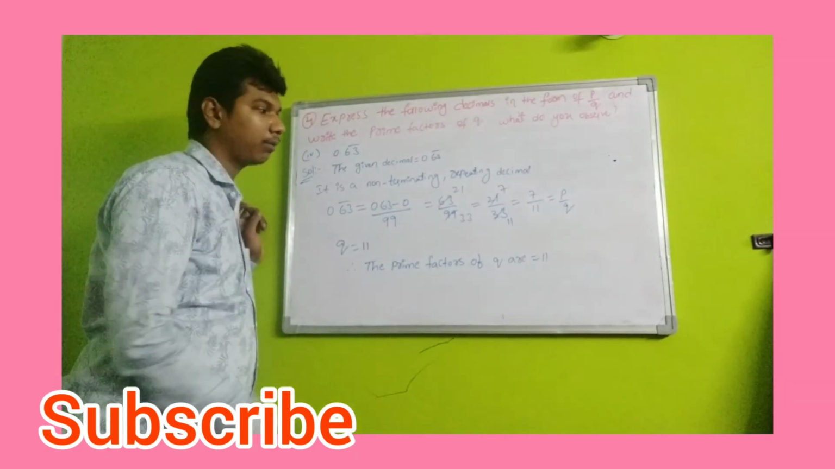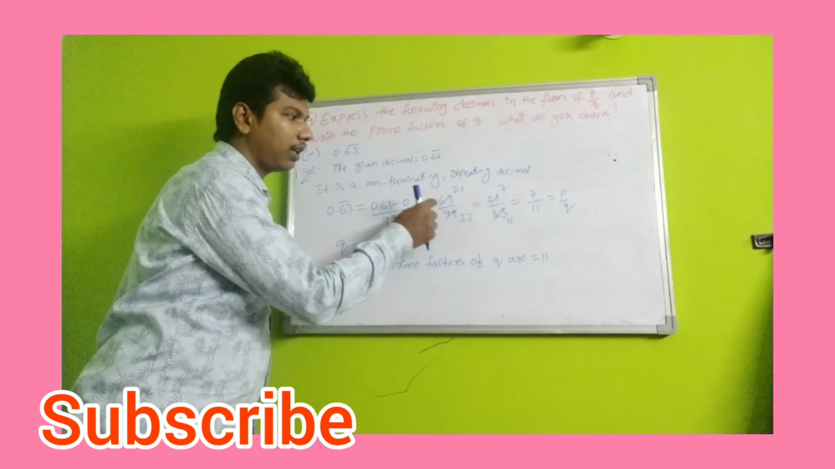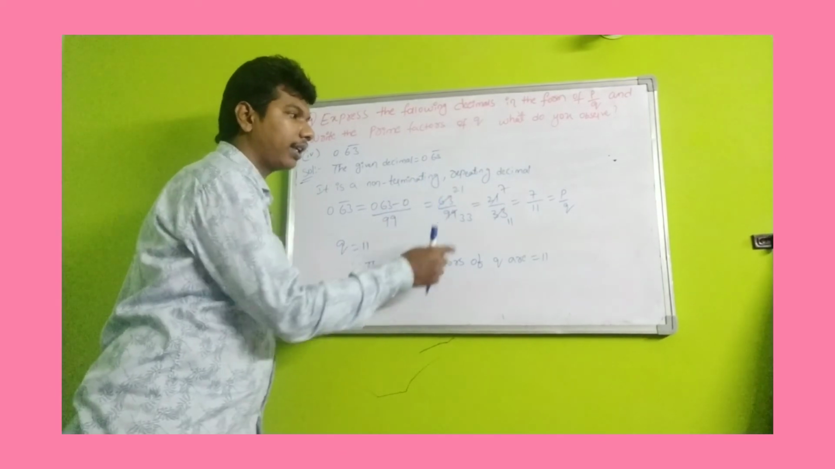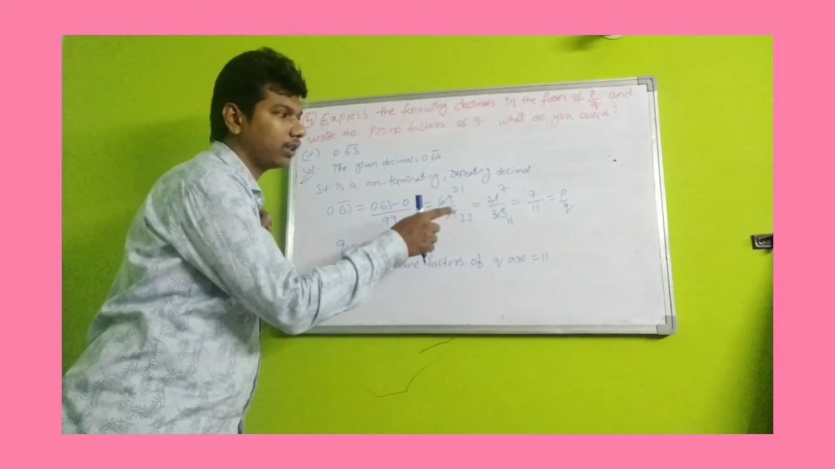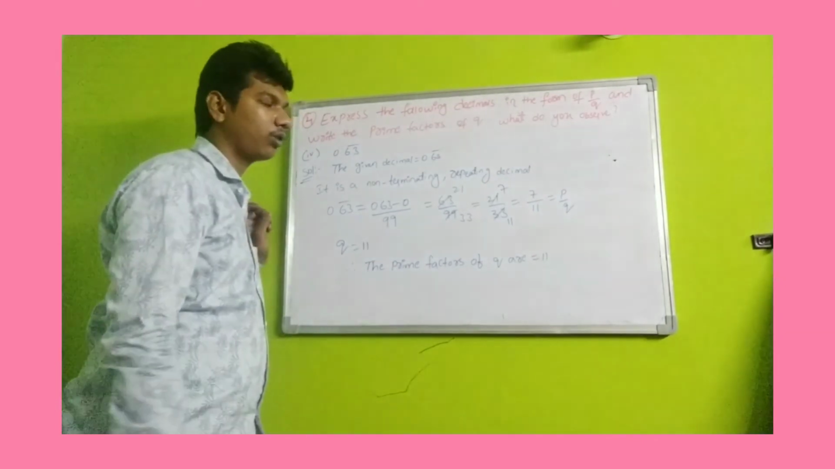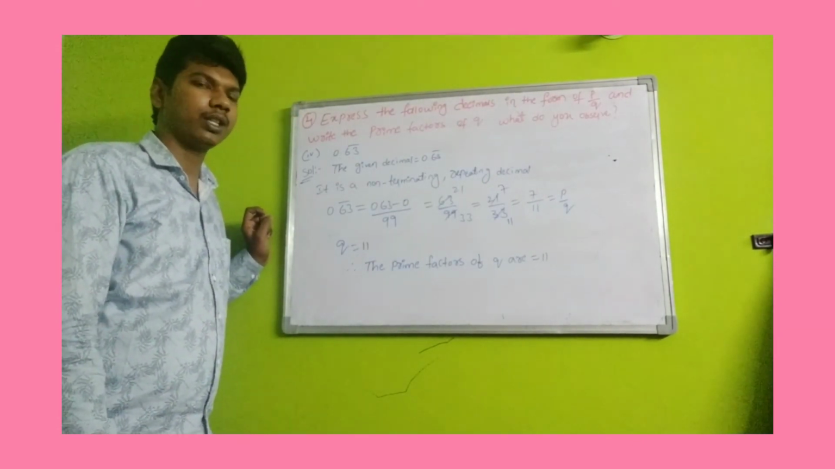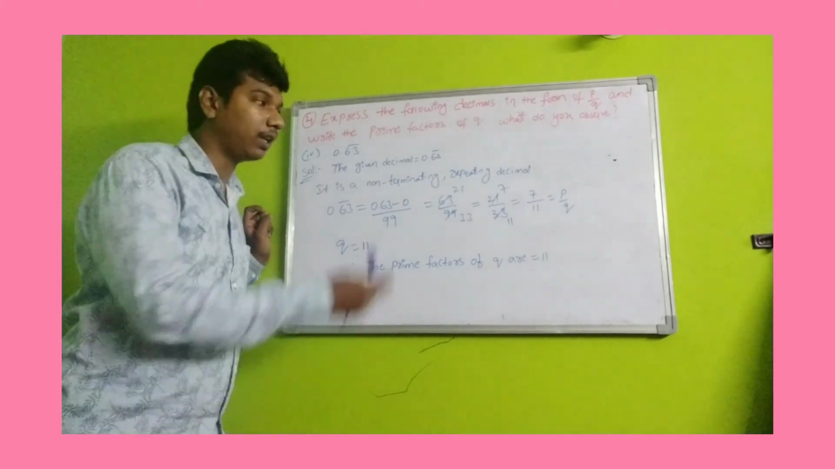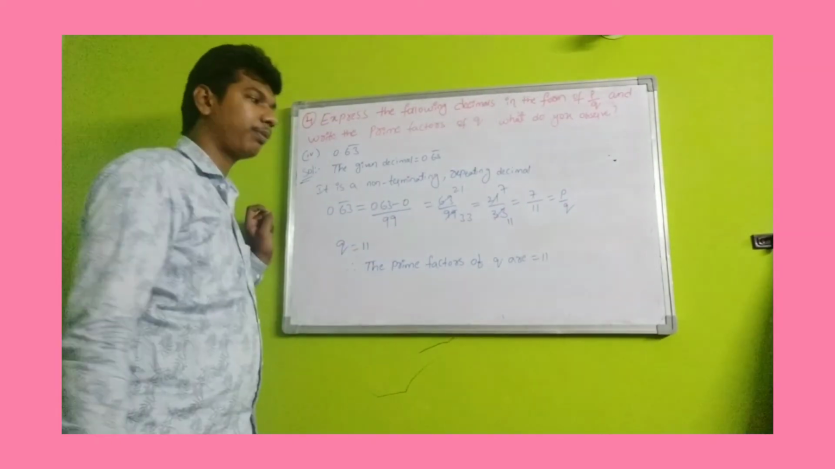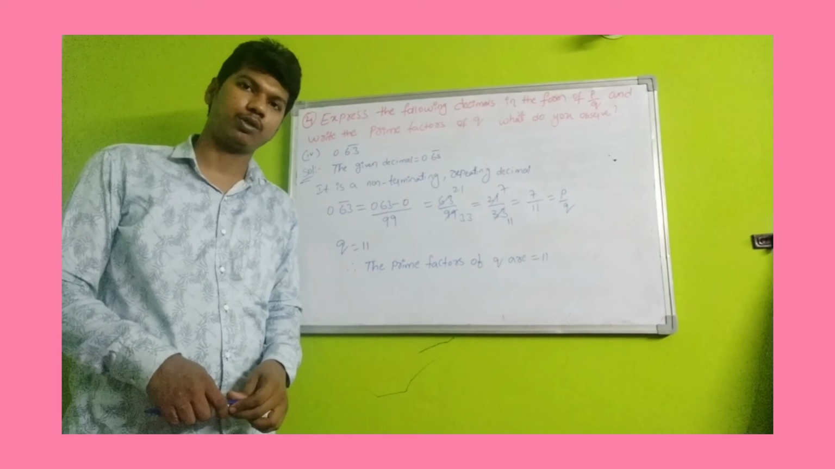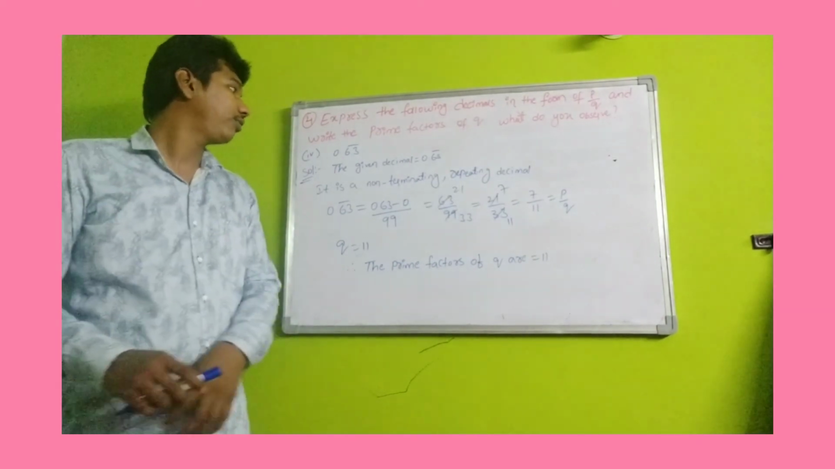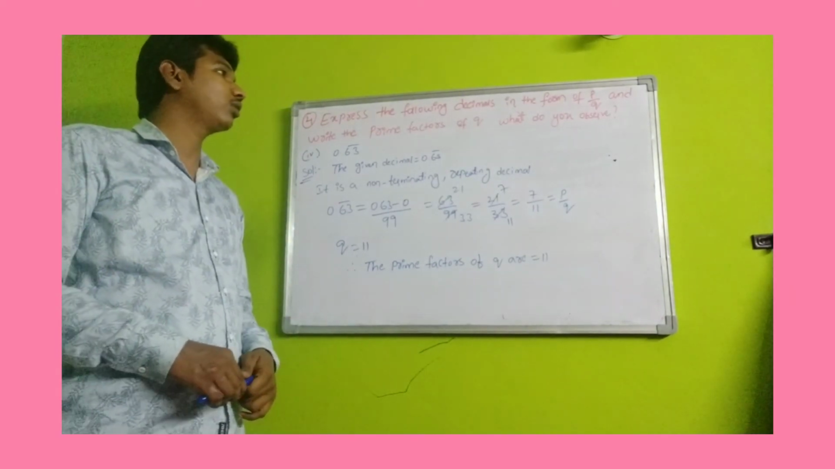Cancel with the 3 table: 3 3s are 9, 3 3s are 9, 3 2s are 6, 3 1s are 3. Again cancel with the 3 table: 3 1s are 3, 3 11s are 33, 3 7s are 21. Now 7 by 11, that is nothing but P by Q form. Here Q is nothing but the denominator value, 11. Now Q is 11, therefore the prime factor of Q is 11, students. This is the fourth bit of the fourth question, students.